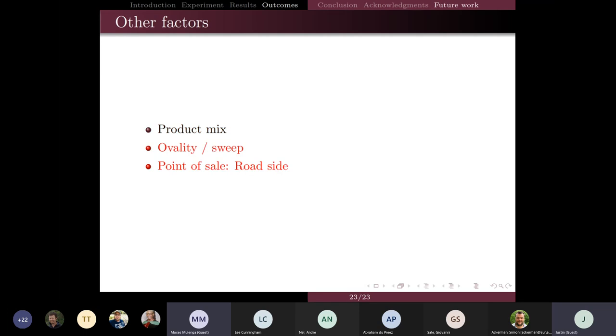Some things that came out as well were ovality and sweep. And for the purpose of this particular study that we're undertaking, we decided to just reduce it to roadside, at least for the time being, to shorten or reduce the scope of the study. So that is what we are looking at the moment.